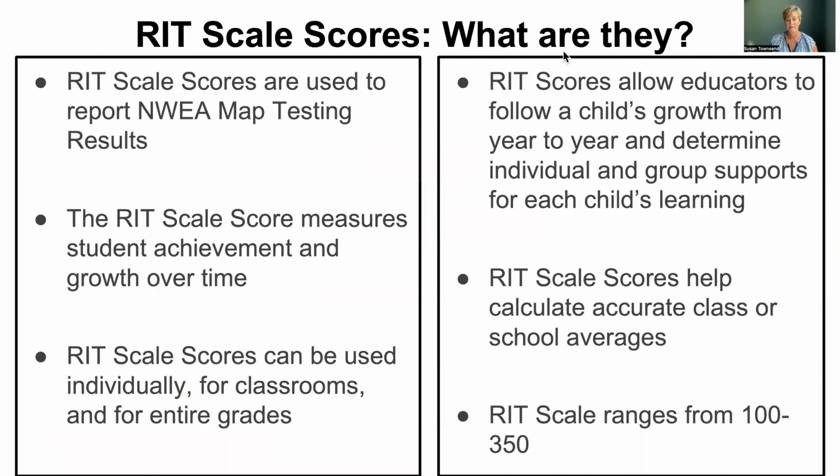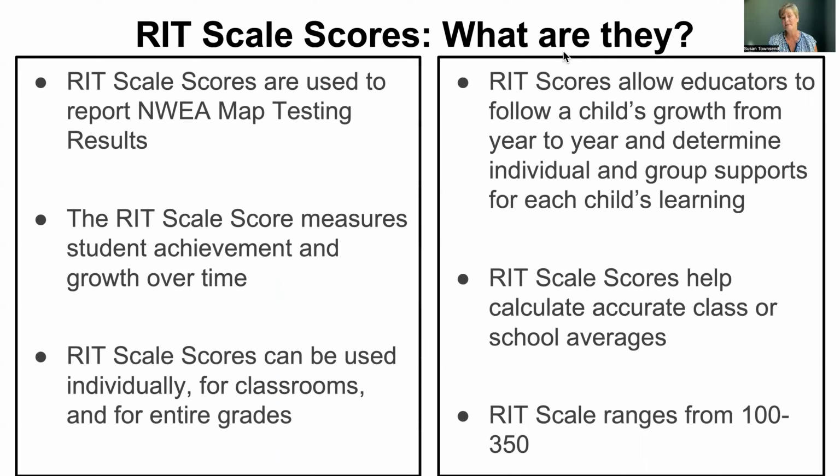Moving into the RIT scale scores, what are they? MAP uses a scale called RIT to measure student achievement and growth. RIT stands for Rasch unit and is a measurement scale developed to simplify the interpretation of test scores. It is an equal interval scale, like feet and inches on a ruler, so scores can be added together to calculate accurate class or school averages.